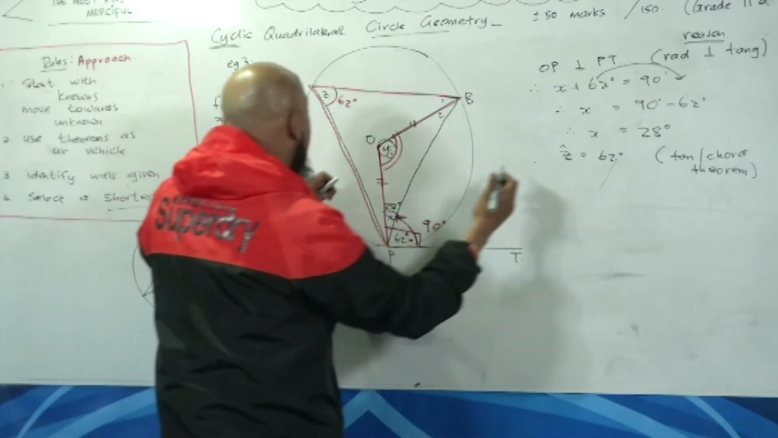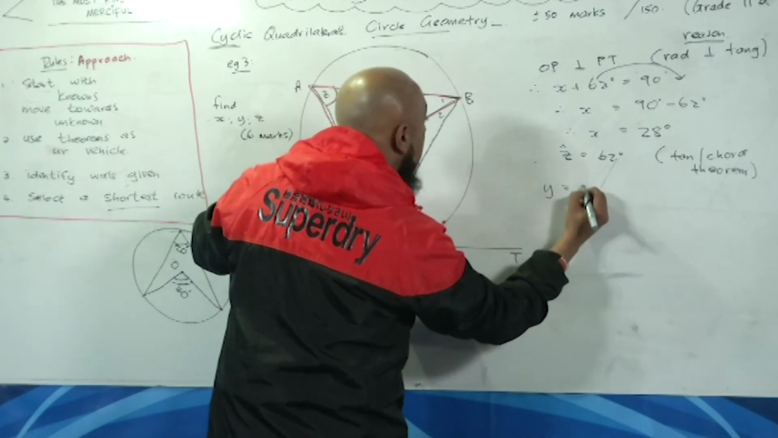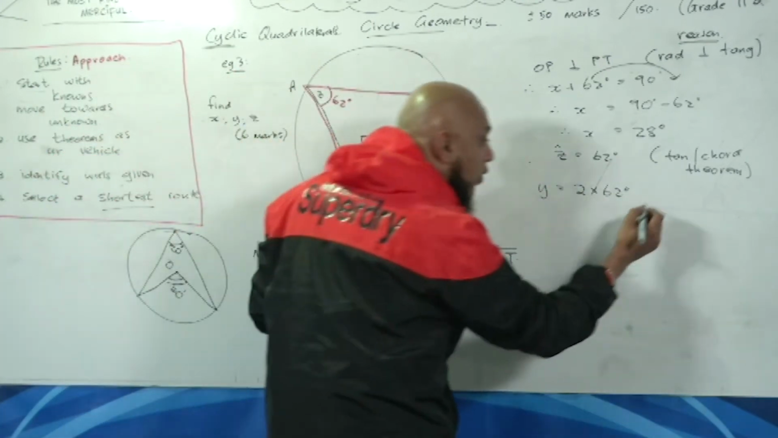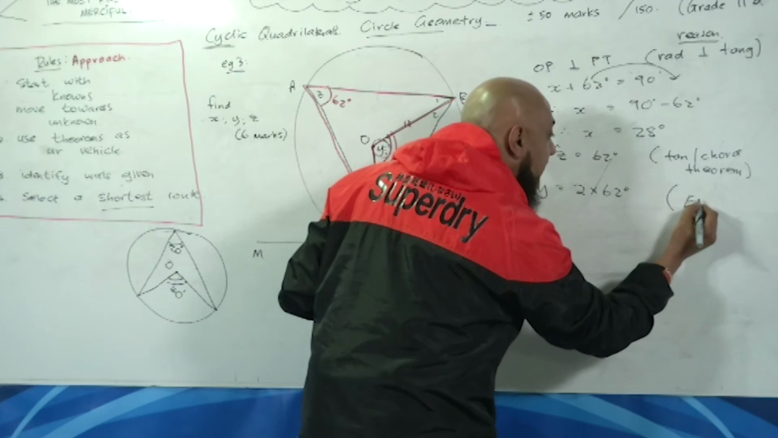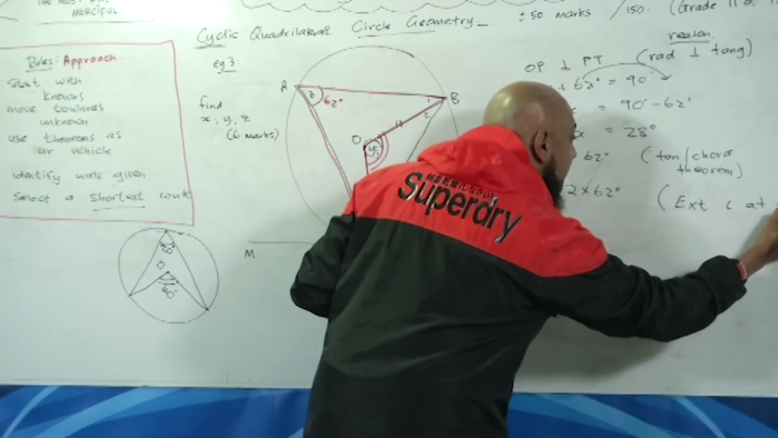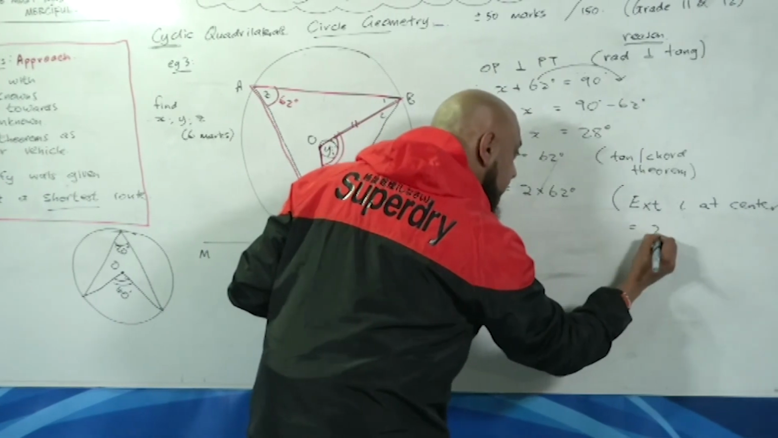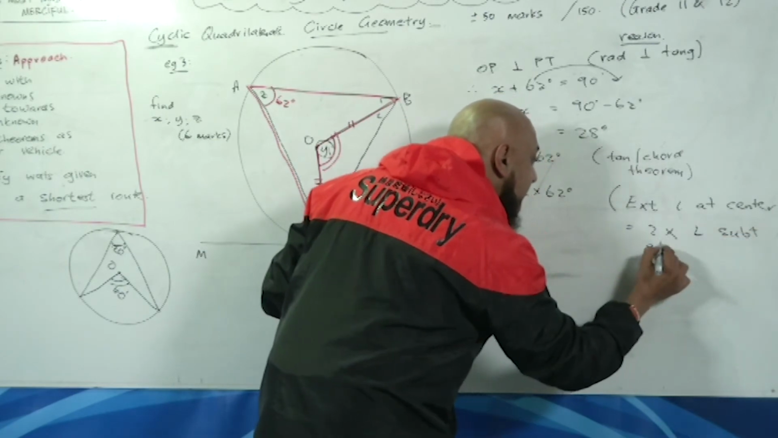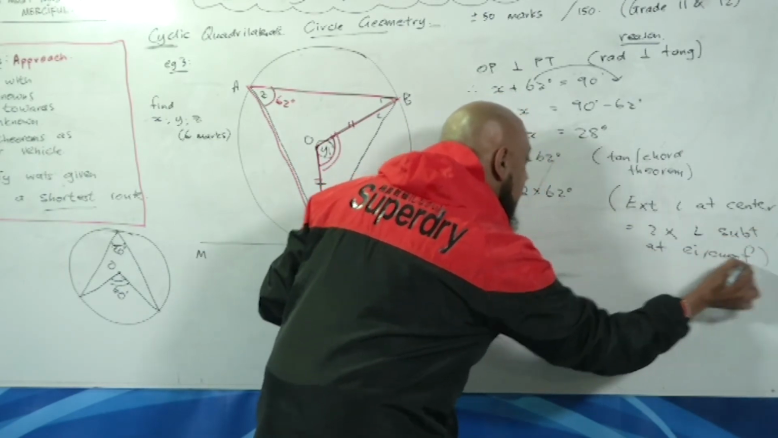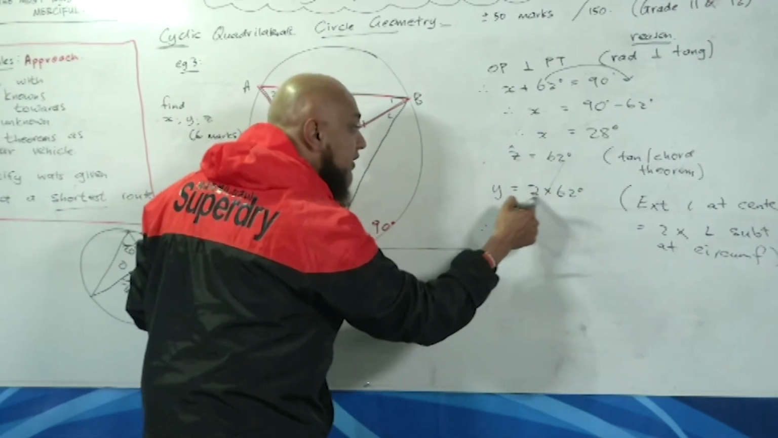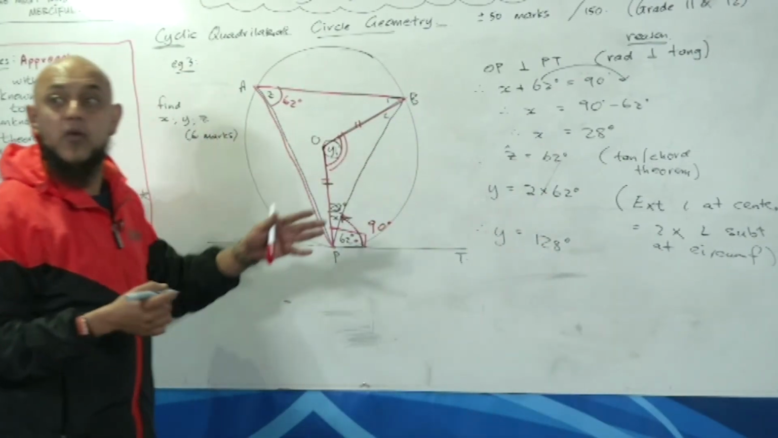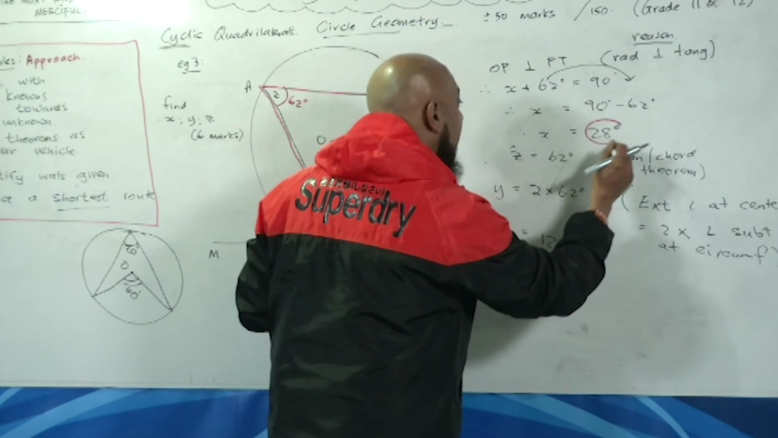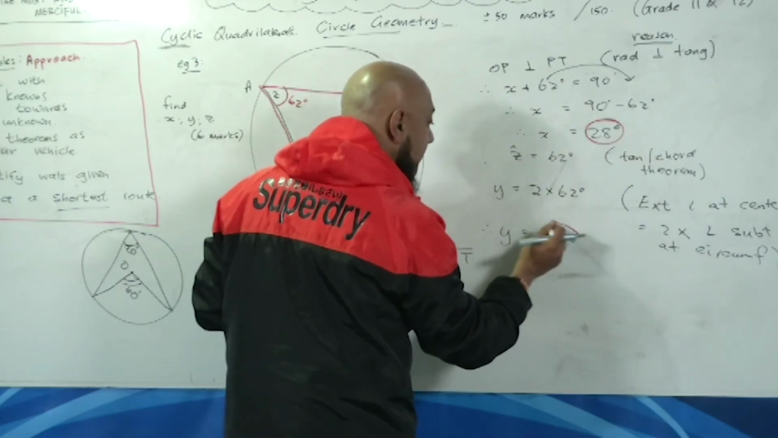Here we have it. We've got angle y is equal to 2 times 62. Why is y 2 times 62? What is your reason for that? Exterior angle at center is equal to 2 times angle subtended at circumference. Therefore, angle y is equal to 2 times 62, which is 124 degrees. Now, whether you did it this way or the other way, we've got x, y, and z. There's x, there's y, and there's z.